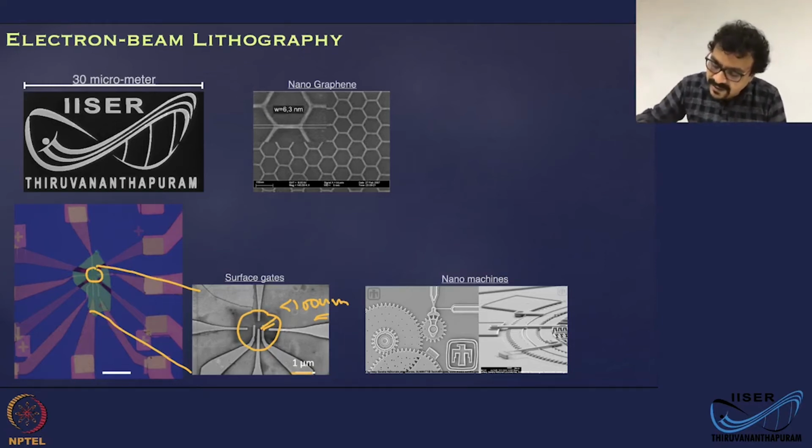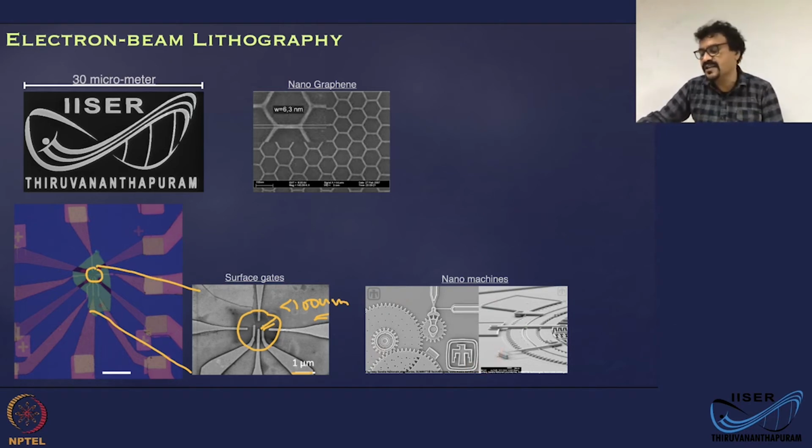Okay. And what you are seeing in this picture are nanomachines, nanoscale gears, which are made by electron beam lithography plus further processing such as metallization and etching. Okay, this is done at Sandia Labs.